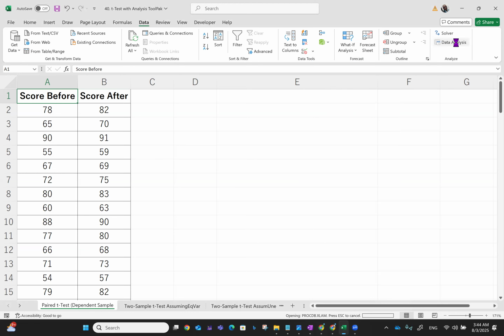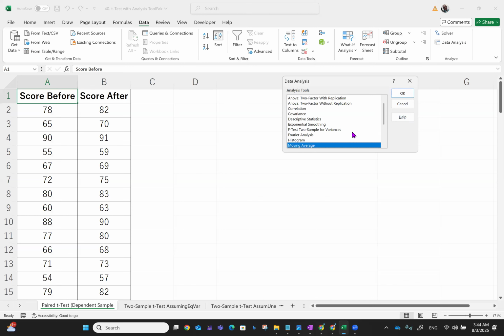Okay, so you click on Data Analysis. Once you click on that, you look for t-test. You have many things, right? So you go for t-test. Here you have t-Test: Paired Two Sample for Means. You click on that and say okay.